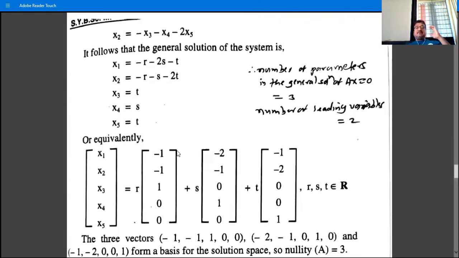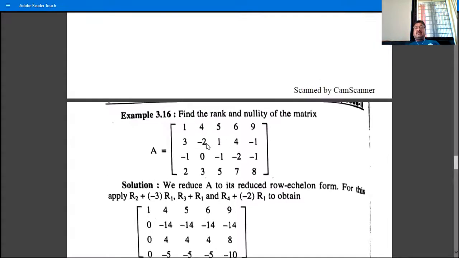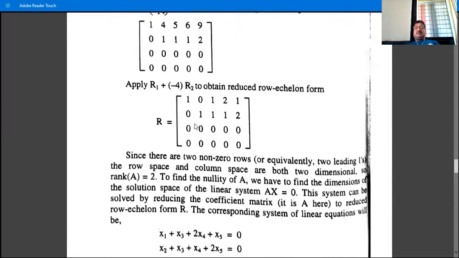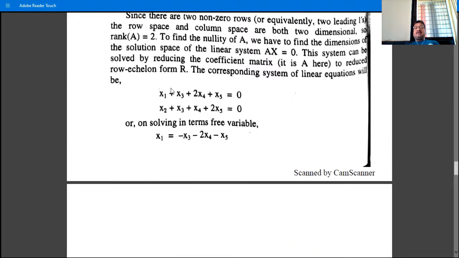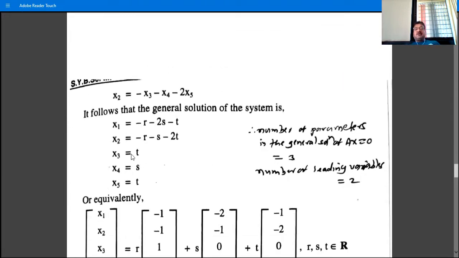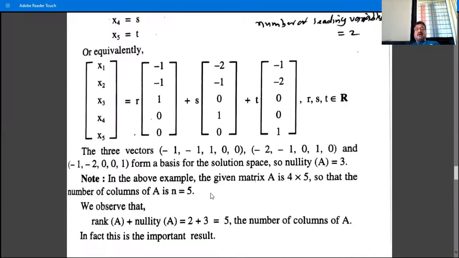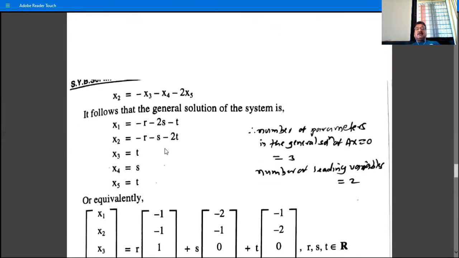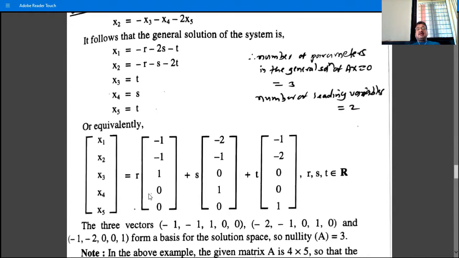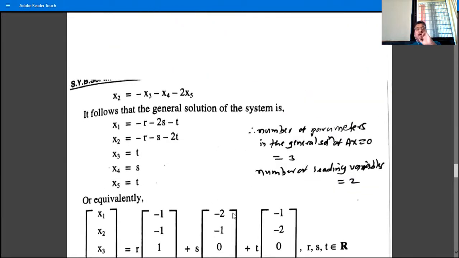So this is the matrix, and we can find its nullity by reducing the matrix to row echelon form or reduced row echelon form, rewriting the equation, and then finding the values of x1, x2, x3. If you assign three unknowns, then nullity of A is 3. If you assign two unknowns, then nullity of A is 2. If you assign one unknown, then nullity of A is 1.